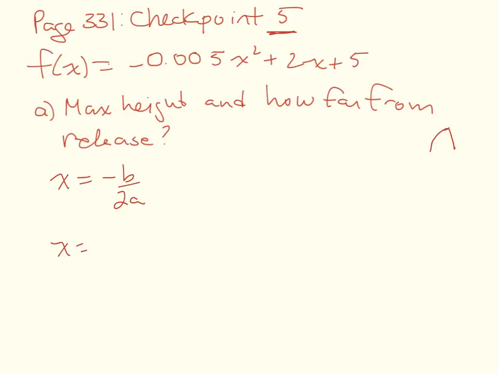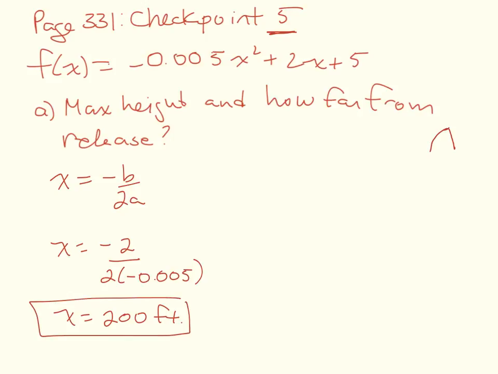And if we use our b and a value from here, we get -2 over 2 times -0.005. Watch the signs here very carefully. And we get x equals 200. So that's 200 feet from where it was shot. And that is the x value of the coordinate, so that tells you where it occurs.